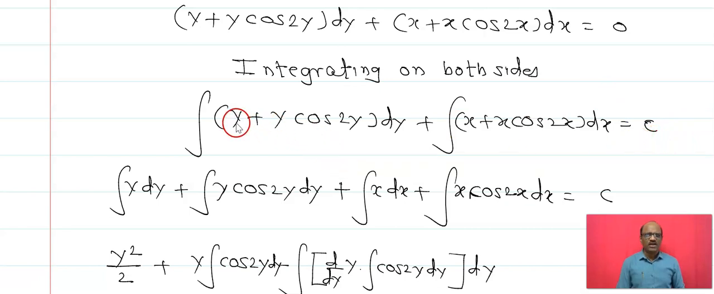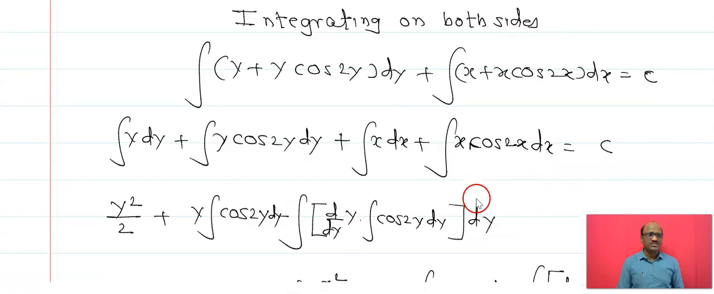Now what is the integral of y? It's y square upon 2. What is the integral of y into cos of 2y? Now we will solve this by using integration by parts. What is the integral of x? That is x square upon 2. And x cos of 2x into dx, we will solve this integral by integration by parts.